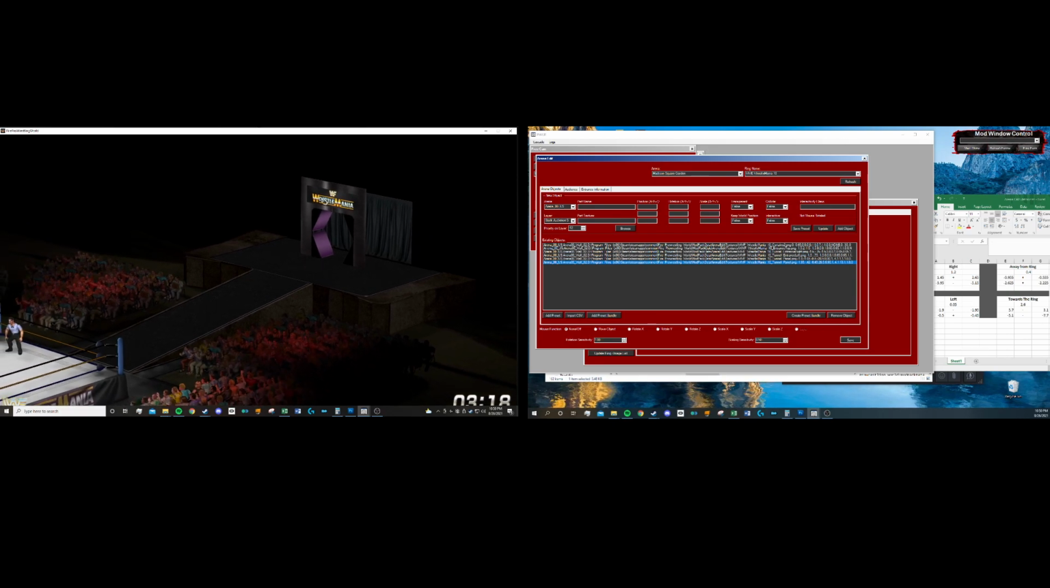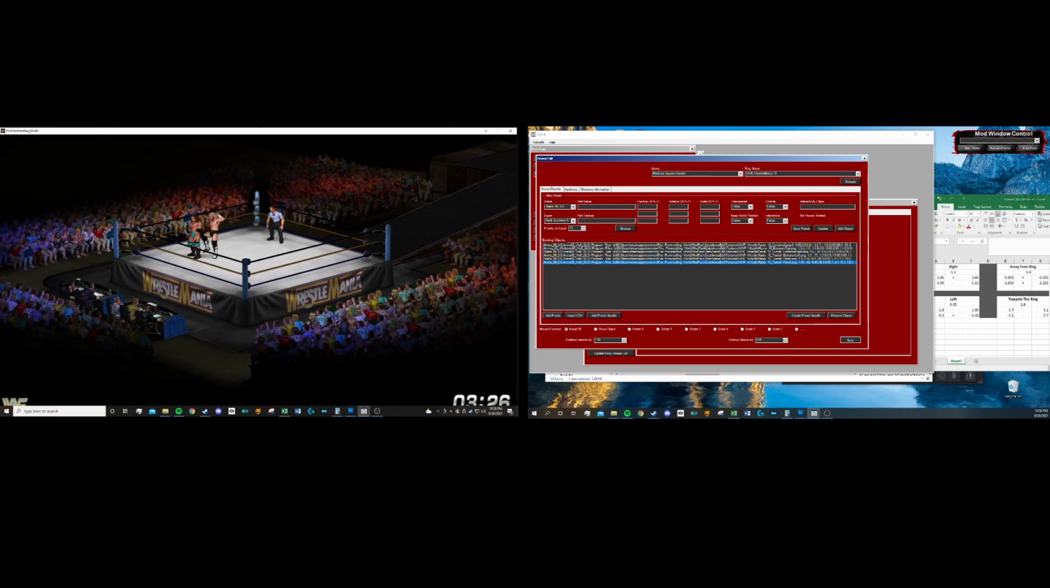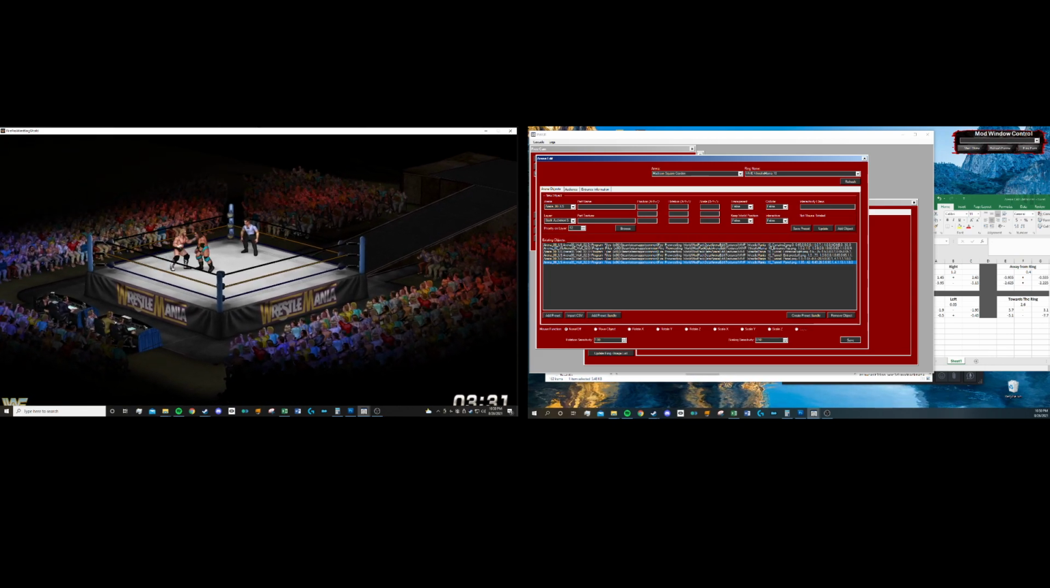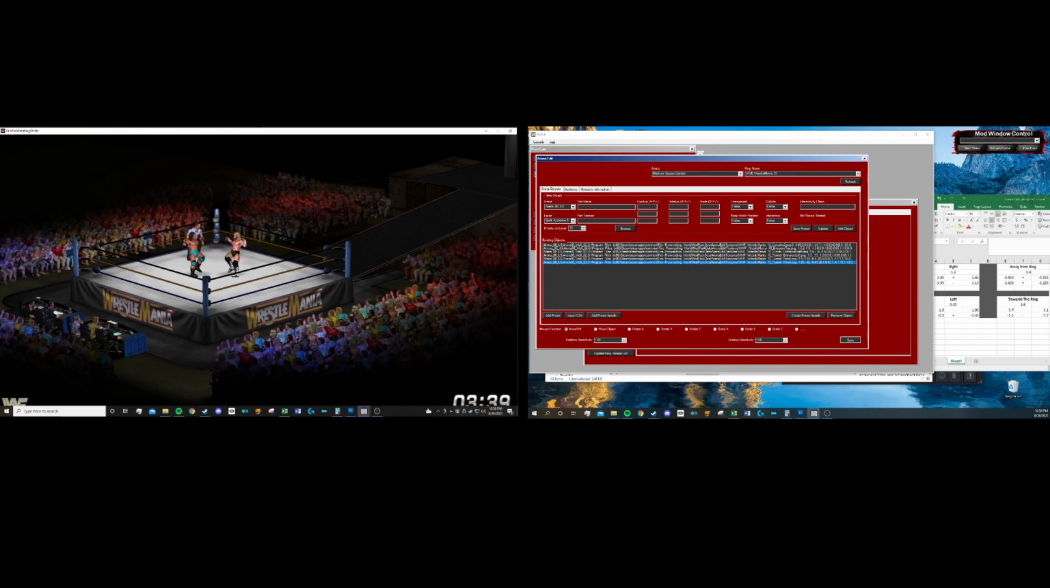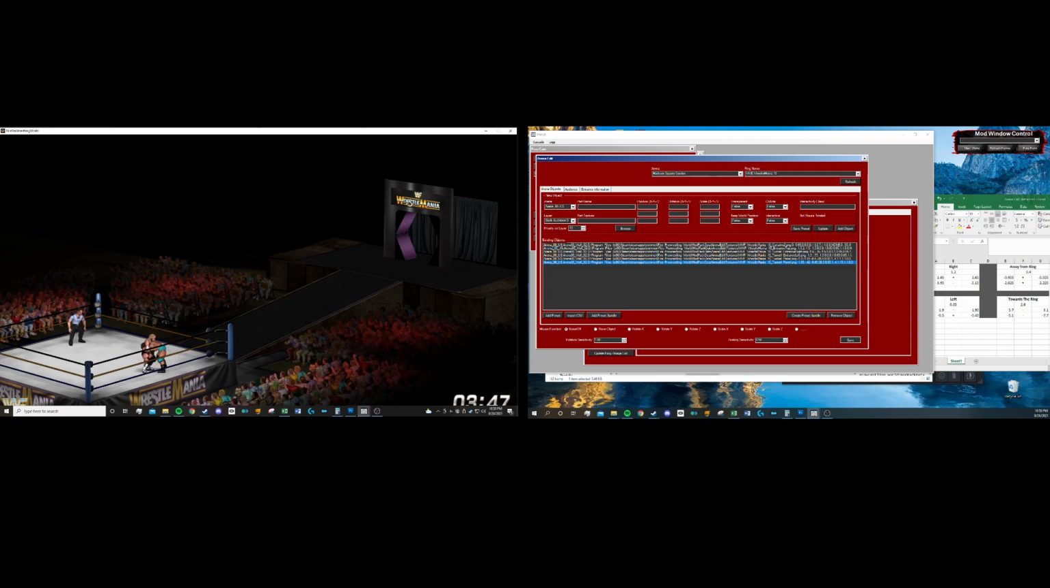Sorry, smacked my microphone there. And then once I figure out how I want to do the curtains and rail, I think this is going to look great. I'll have the gold rail too, for Madison Square Garden. Oh yeah, this is going to be great. This is going to be one of my better arenas, I think.